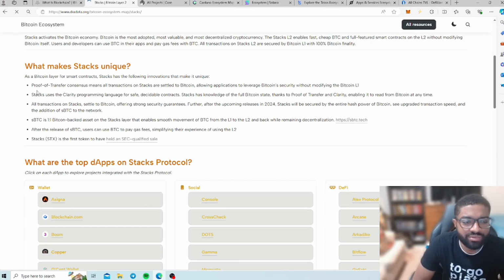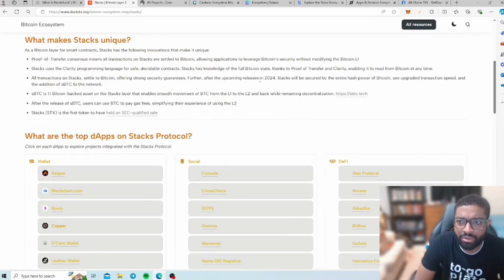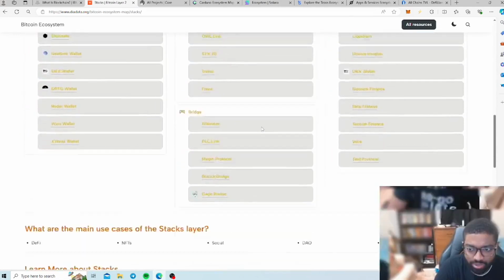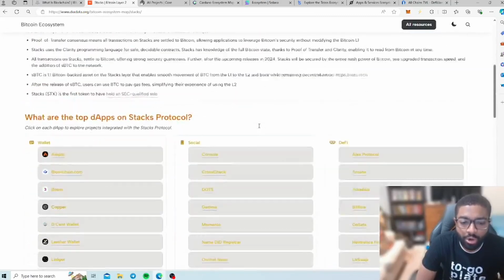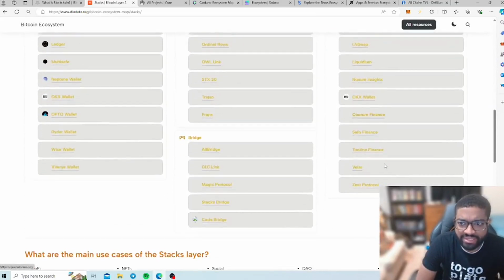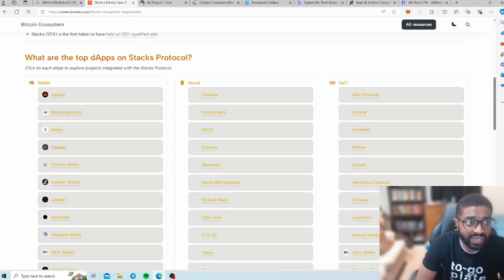Proof of transfer consistent means all transactions on the Stacks are settled to Bitcoin, allowing applications to modify security with Bitcoin without Bitcoin layer 1. So these are all the things being built under the Stacks protocol. It's a layer 2 on Bitcoin, and these are all the actual wallets, DeFi, and different things that you can access under the Stacks ecosystem.